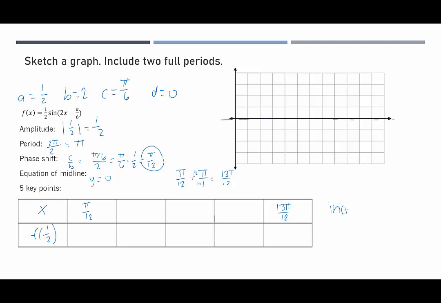Our increments, we still calculate those the same way. So to figure out the increments, we take the period. What was the period? The period was pi, and we divide it by 4. So we're adding pi over 4s, and this is going to be a lot of adding of fractions. Remember, when we add fractions, we need common denominators. Pi over 12 plus pi over 4, we need a common denominator. I'm going to use 12. Pi over 4 is going to be the same as 3 pi over 12. Pi over 12 plus 3 pi over 12 is 4 pi over 12, which I'm going to simplify to pi over 3.